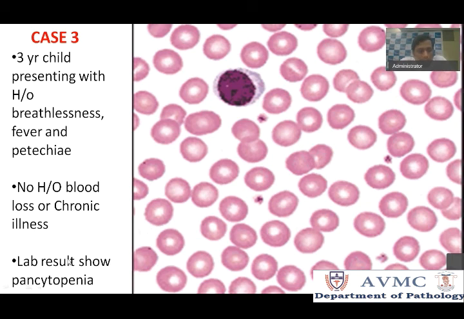So we sent for a lab investigation which showed pancytopenia. You know what pancytopenia is now, and you can correlate this pancytopenia to these findings. The patient is anemic, so he is having breathlessness. The patient has low neutrophils, so he is susceptible to infections and having fever, and he has a low platelet count. That is why he is getting petechiae. So this is the clinical picture, and you are seeing the smear.